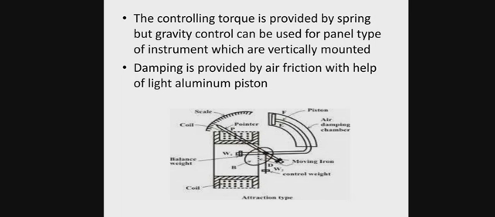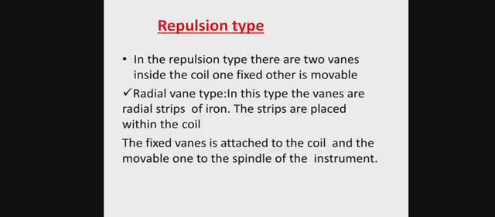Since the moving iron is attached to the spindle, it rotates and the pointer moves over the calibrated scale. The force of attraction depends upon the current flowing through the coil. This is all about the working principle of the attraction type moving iron instrument.